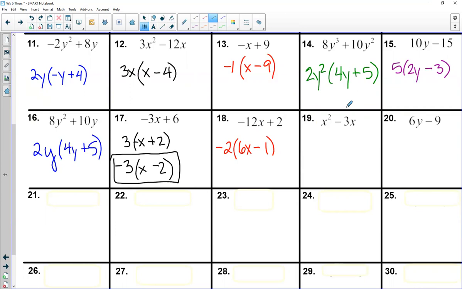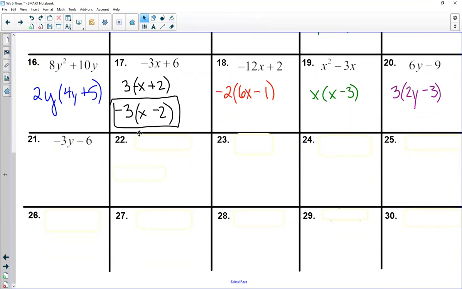Looking at our next one, we have x squared minus 3x. Both x squared and negative 3x share an x. So we're going to pull out an x, and we'll have x times x gives us x squared. X times negative 3 will give us negative 3x. Our last one in this row, both 6 and 9 share a 3. 3 times 2y gives us 6y. 3 times negative 3 will give us negative 9.